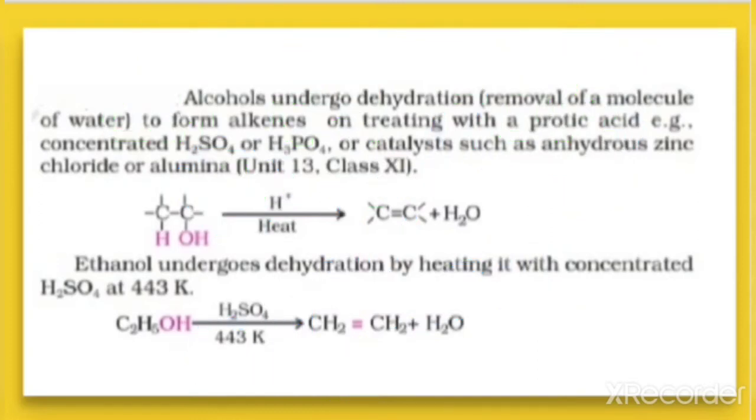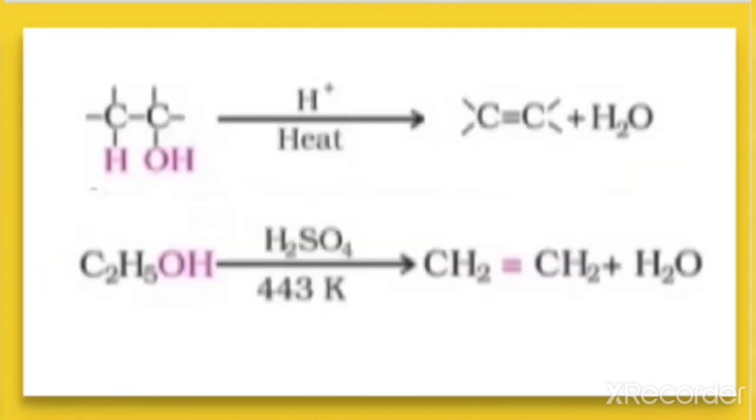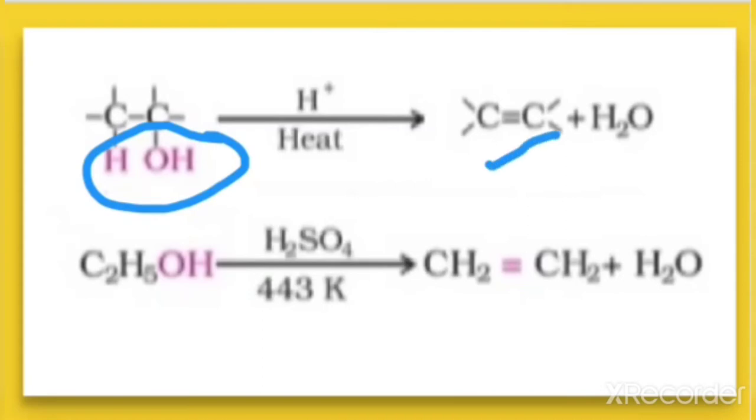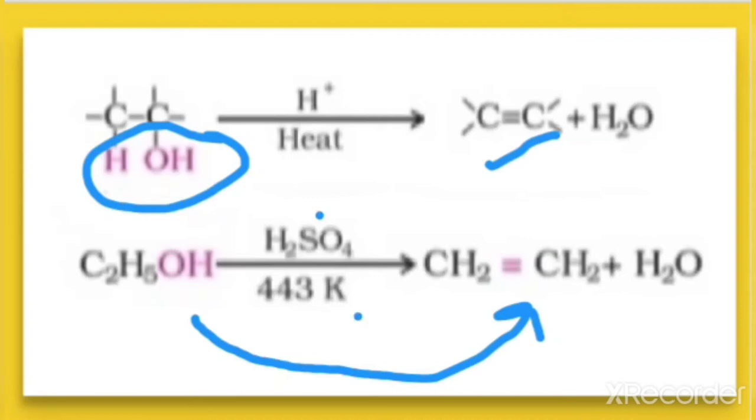So that reaction is written directly here. It is just like dehydrohalogenation, in which you removed the halo group and the H. In the same way you are removing the OH and H in the case of alcohol. So this reaction can be explained in this way: removal of water gives rise to an alkene, and an alkene is formed when ethanol undergoes dehydration in the presence of H2SO4 at 443 Kelvin.